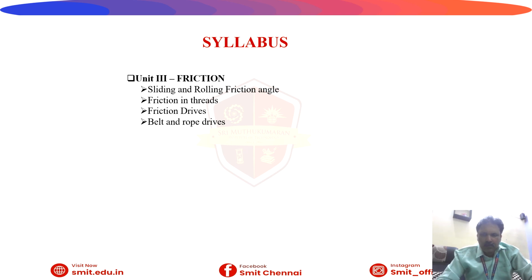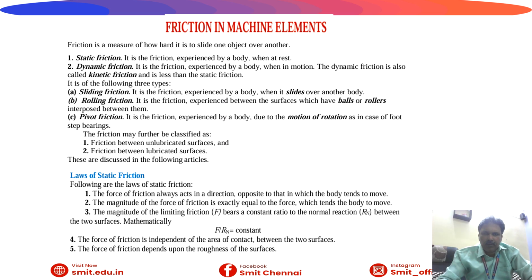This slide represents the syllabus of unit 3: sliding and rolling friction angle, friction in threads, friction drives, belt and rope drives. These are the important concepts, and it's a very limited syllabus in unit 3. We have four parts in this unit. Today the introduction session will be done on friction, continued by formulas and problems. A discussion session will also be there. We will see one by one.